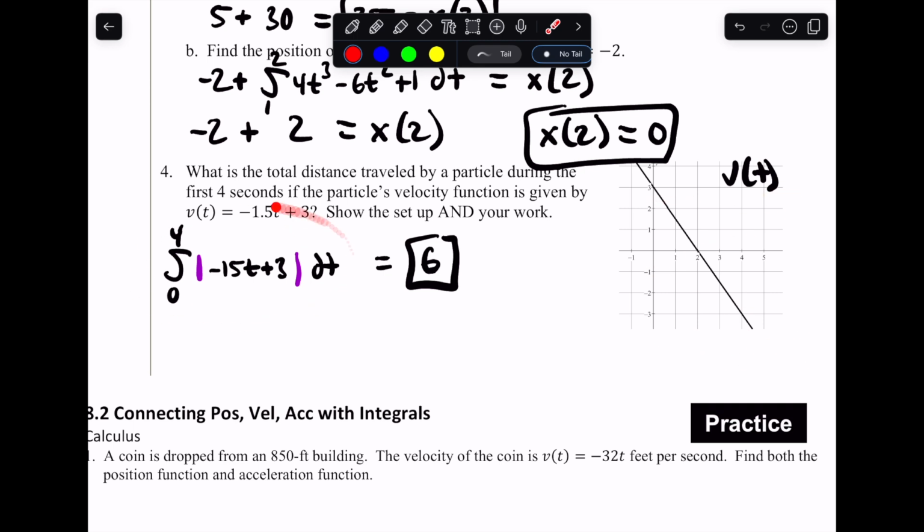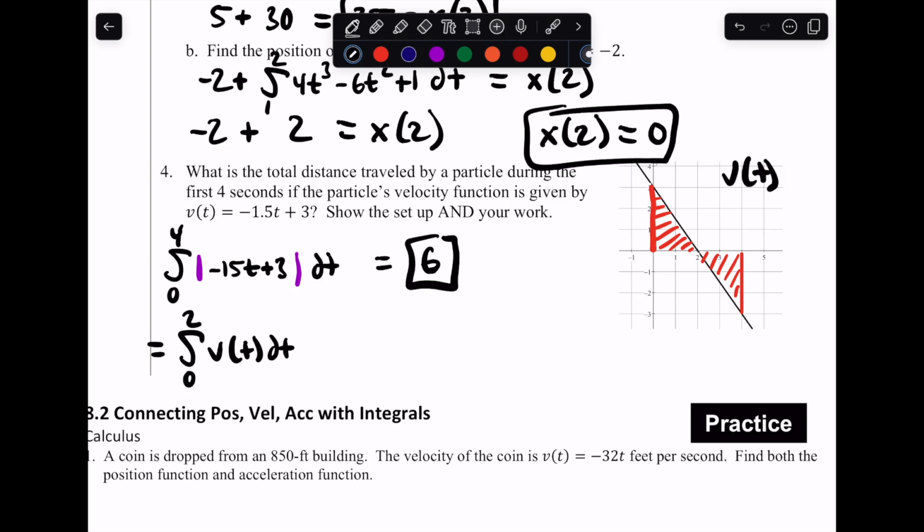The integral from 0 to 4 of this velocity function, of course, is going to be the area between the curve and the x-axis from 0 to 4. So here is t equals 0. Here is t equals 4. That area between the curve and the x-axis is going to be this piece right here and this piece right here, which technically is going to be the integral from 0 to 2 of that velocity function, v of t dt, plus the integral from 2 to 4 of that v of t dt.